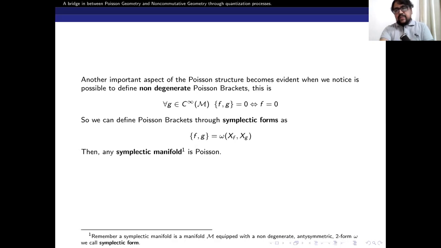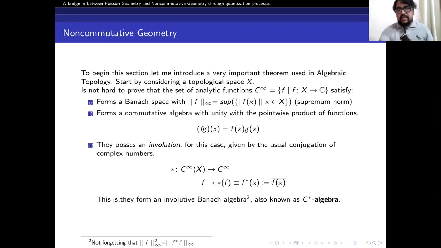Well, and now let's step into noncommutative geometry. To begin this section, let me introduce a very important theorem using algebraic topology. Let's start by considering a topological space X. It's not hard to prove that the set of analytic functions of the topological space over the complex plane, in this case, satisfies these three properties.